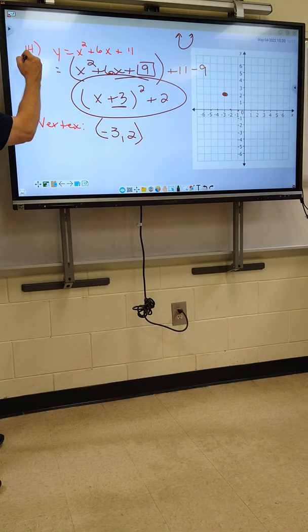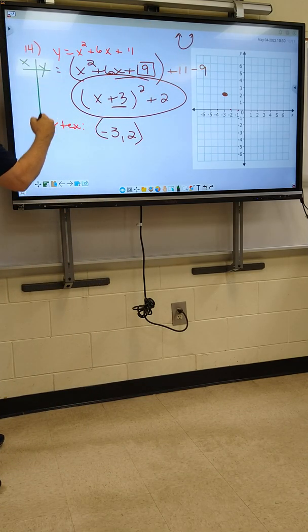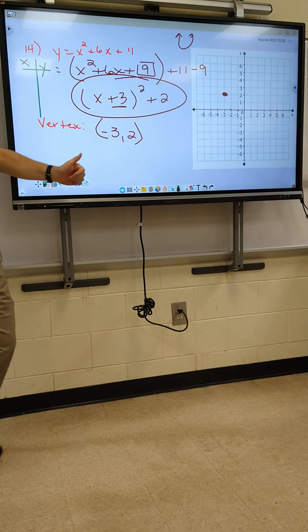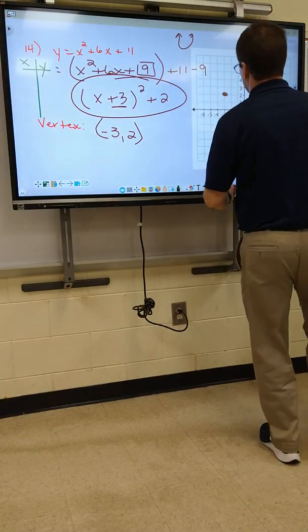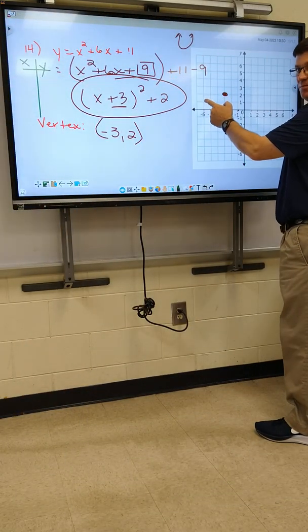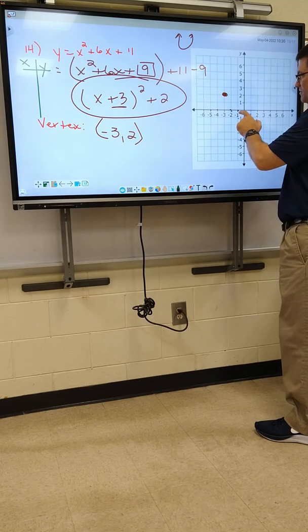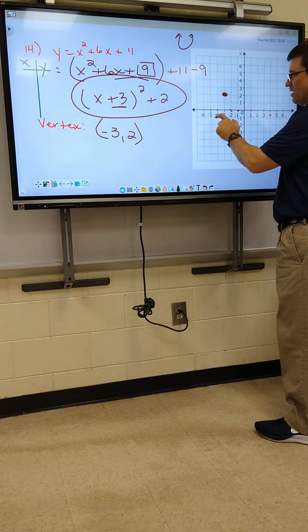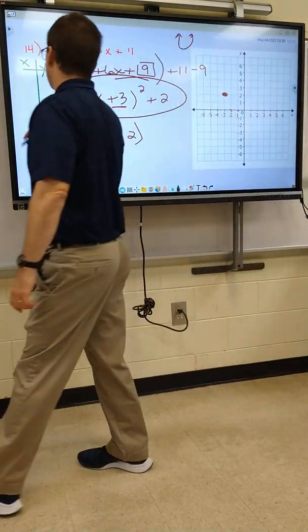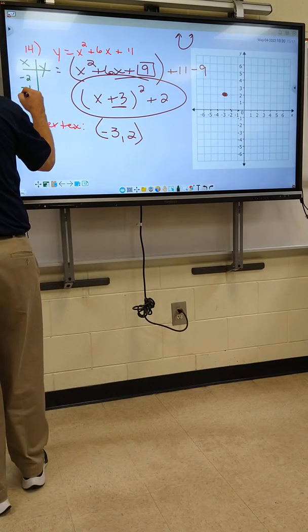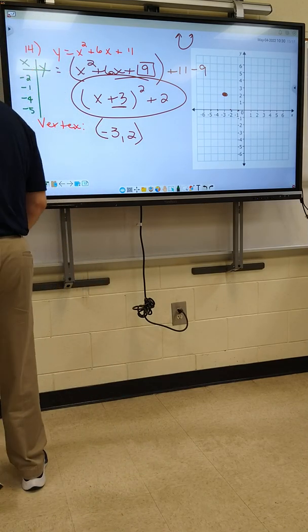Now, last step. Eric, we got to plug in 4 numbers so we know where the parabola goes on the graph. And we're going to plug in the same 4 numbers we did 8 weeks ago. How did we do it 8 weeks ago? 2 on the right, 2 on the left. Remember that? So I'm going to plug in negative 2 and negative 1 on the right, negative 4, negative 5 on the left. Negative 2, negative 1, negative 4, negative 5.